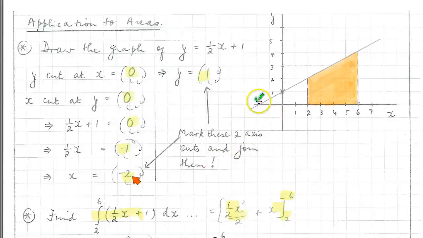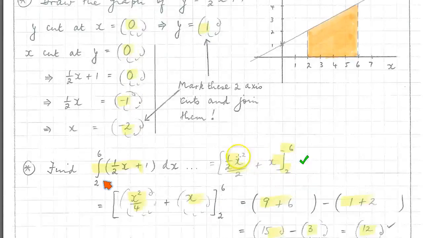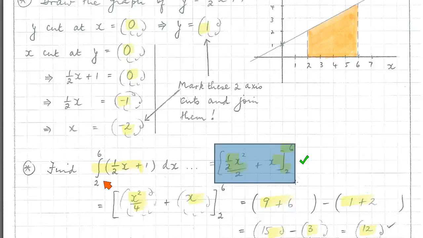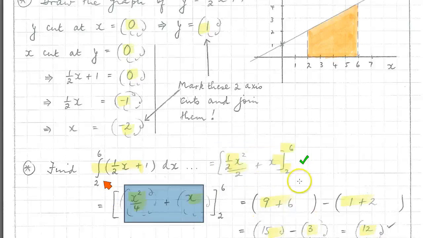Alright, now let's integrate that. Let's do a definite integral between 2 and 6 of a half x plus 1 and see what it means geometrically. Well, off we go. We integrate. We get a half x squared over 2 plus x, and that's x squared over 4 plus x. Divide a half by 2, you get a quarter. And between the limits 2 and 6.